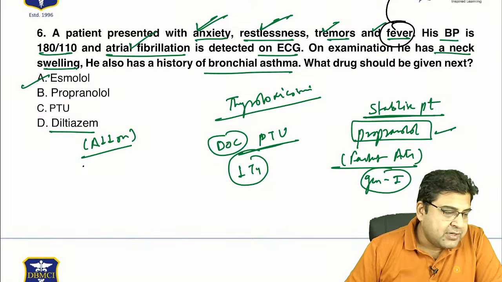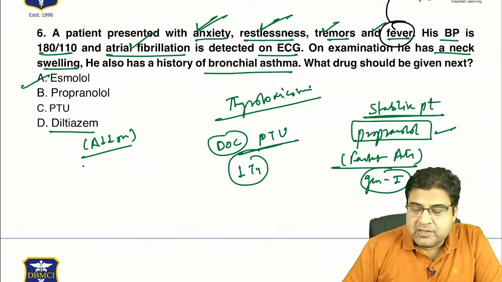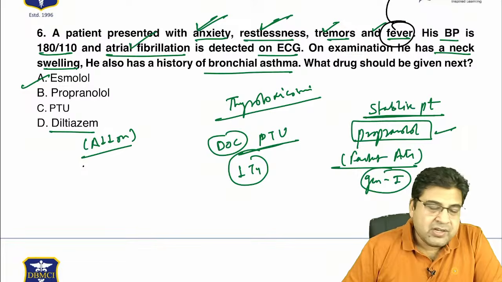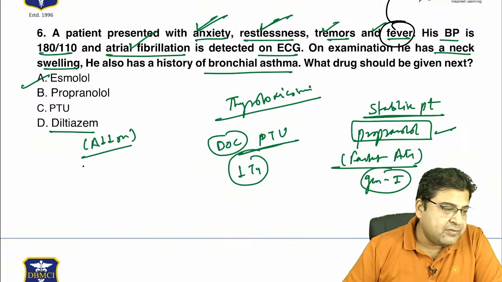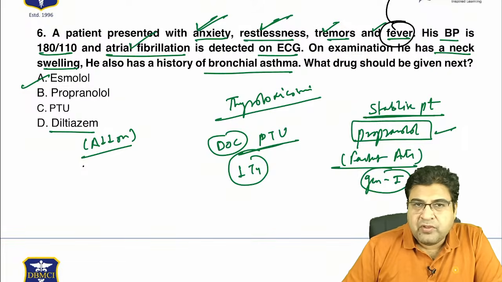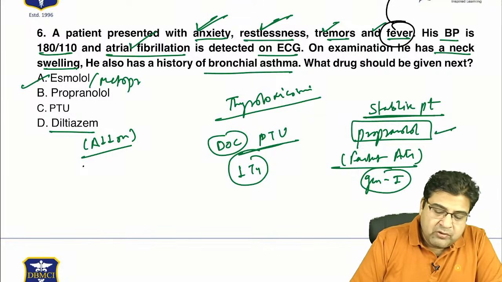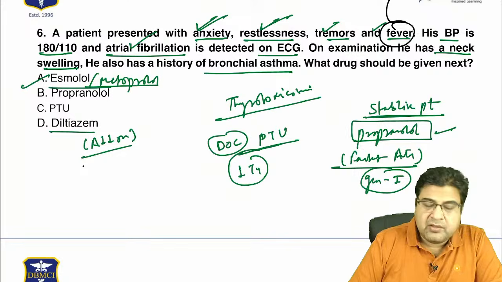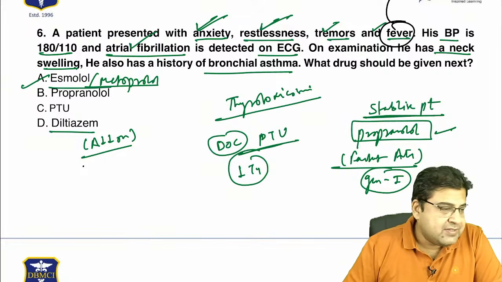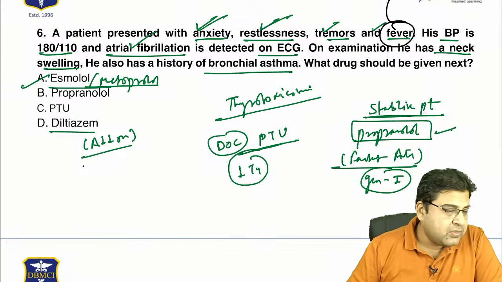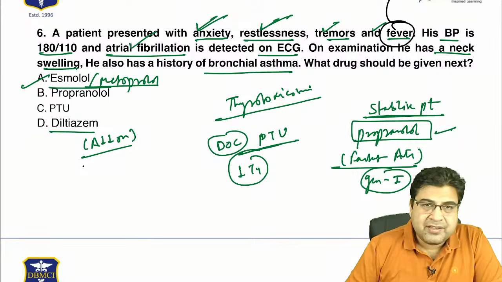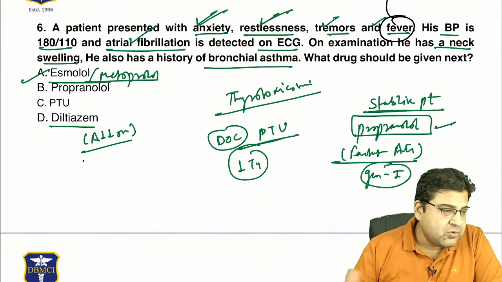Esmolol is a beta blocker. It's a selective beta blocker. It is not a generation 1 or non-selective beta blocker that will cause bronchospasm. So we will choose esmolol as the best answer. We can also choose metoprolol as an alternative answer, right? Metoprolol, esmolol, these medicines we can use as the best answer here. This is a confirmed answer, guys. There's no doubt in this.